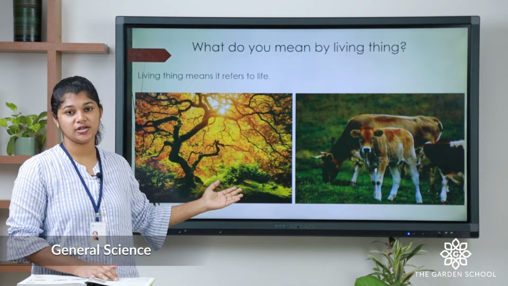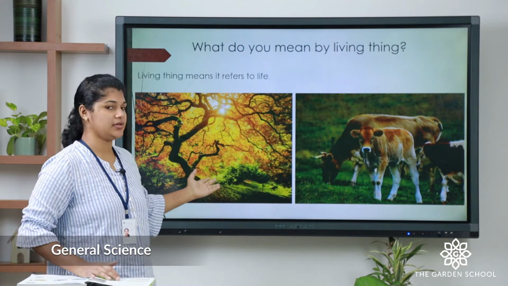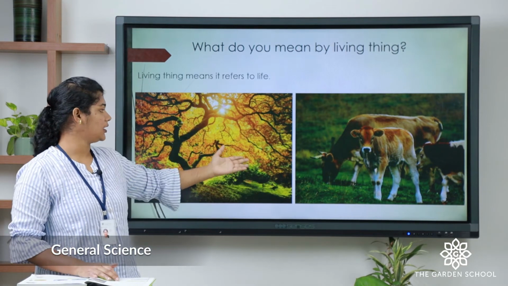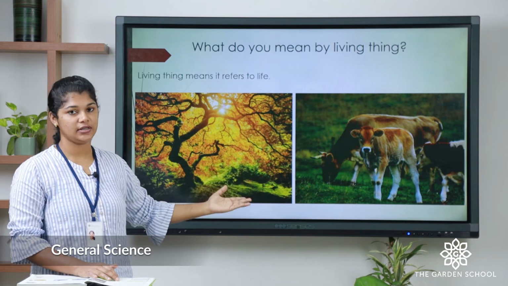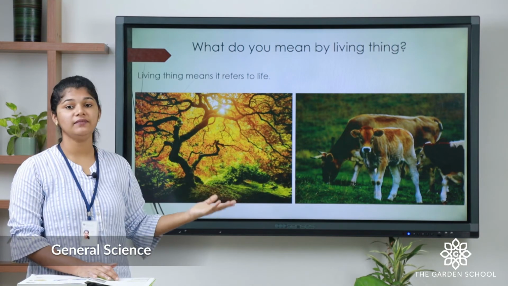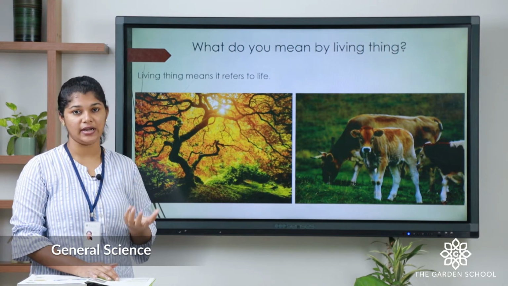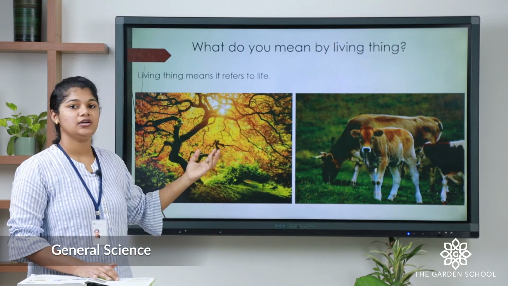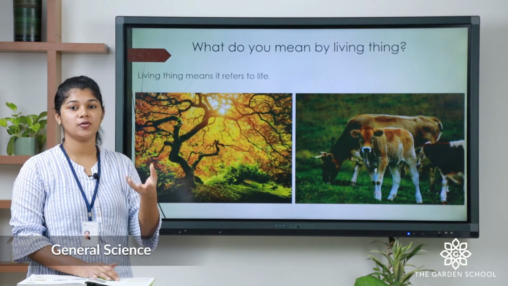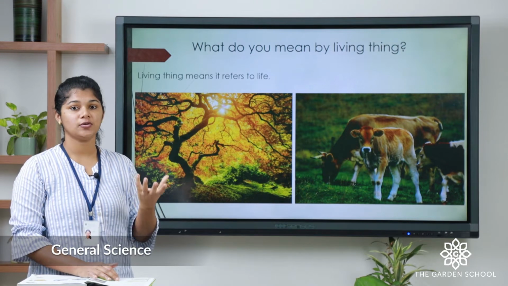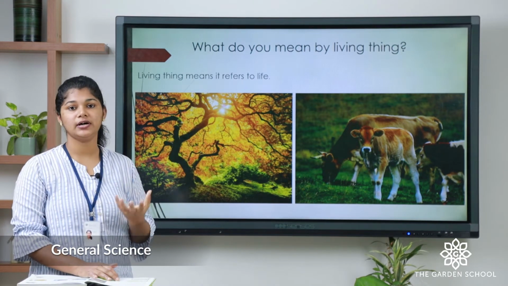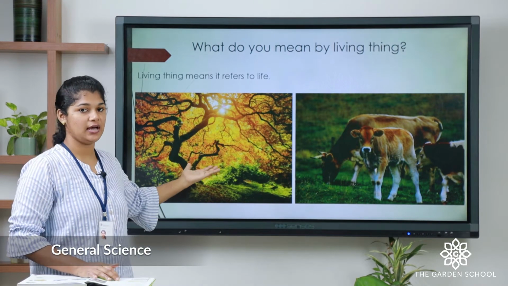Here in this picture you can see the tree, right? And in the other picture you can see the cow and the calf. Here, the living thing refers to a life. The tree was a small plant and it grows into a tree. So the growth is there. You can clearly understand that it has a life.